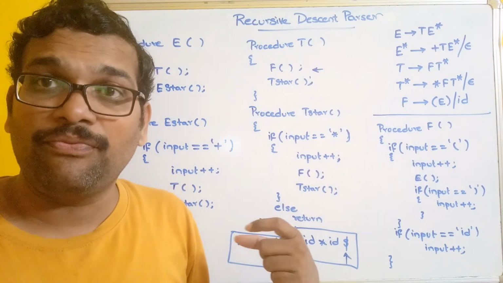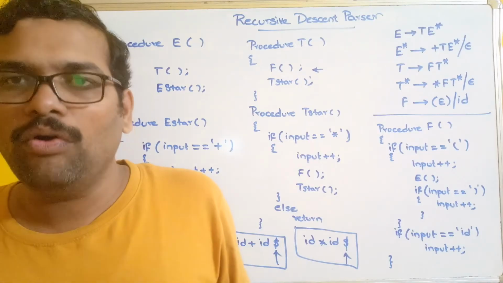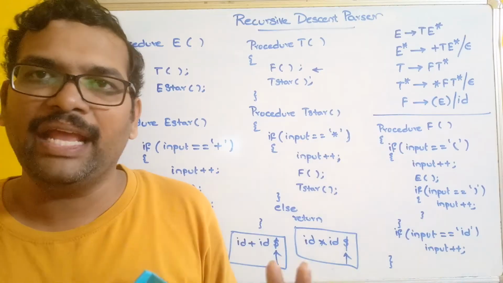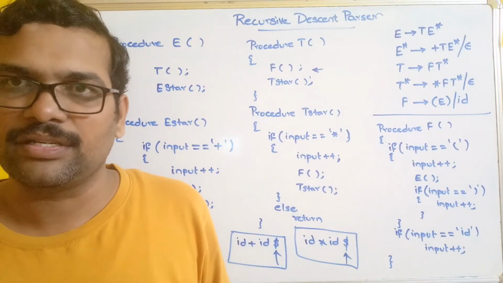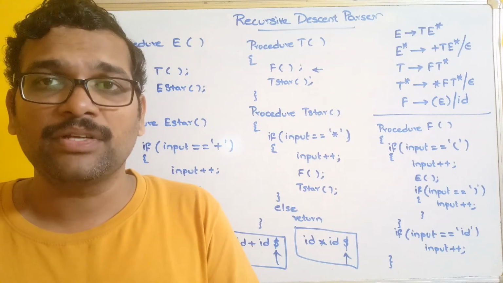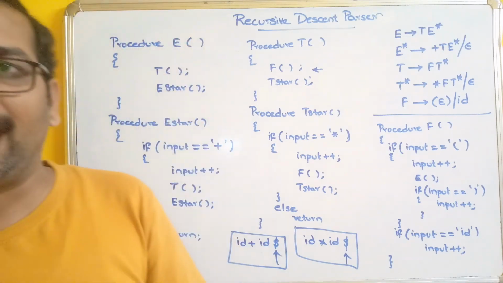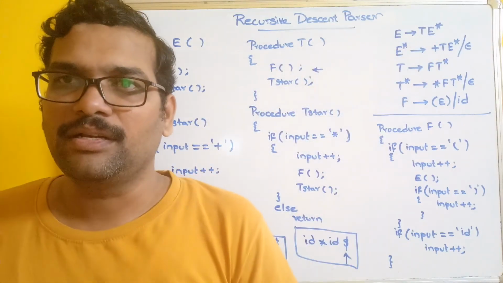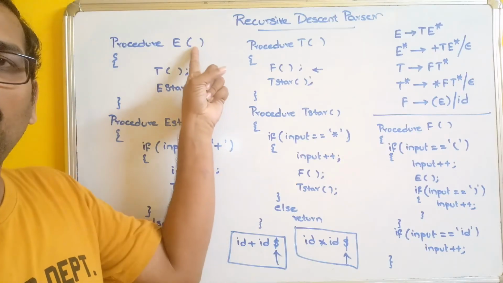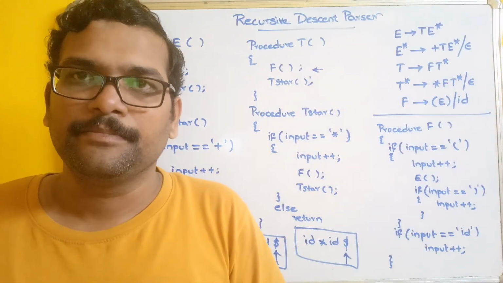And the fourth one is that there will be no main function and no declaration part. So here we are not involving any main function or declarations. If you want to write a main function, you can, but you have to make a call for the procedure e, because it is the starting symbol. So in that we have to start with the first symbol of the grammar, right?